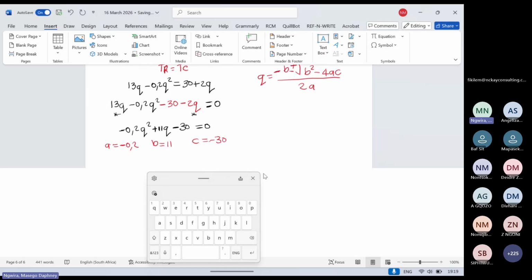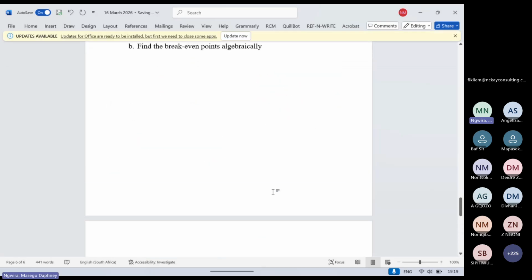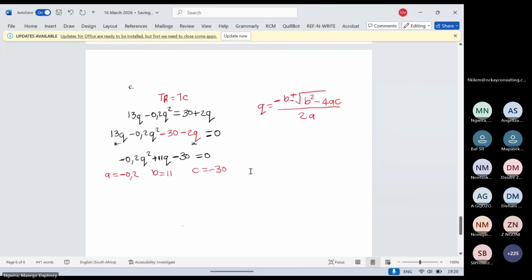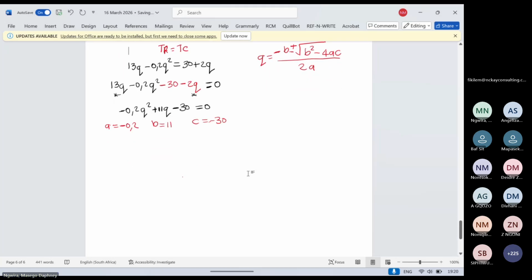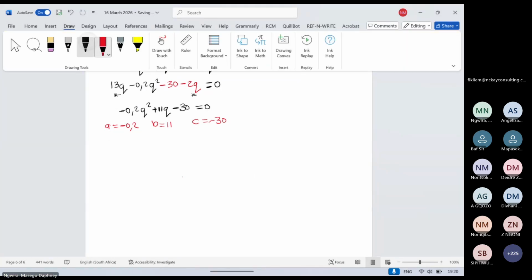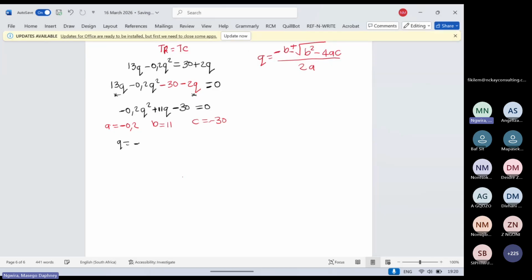Okay, just want the space. And now we can use the formula. So we're going to use the formula. Q is equal to negative B plus or minus the square root of B squared minus 4AC, and then over 2A.